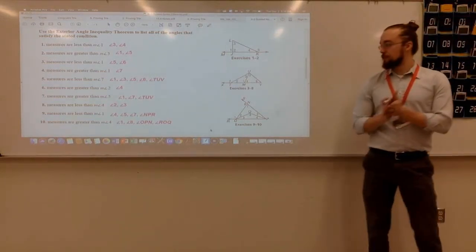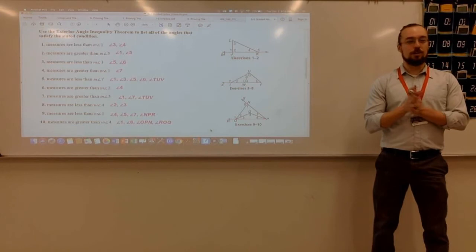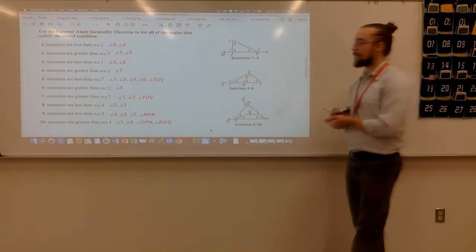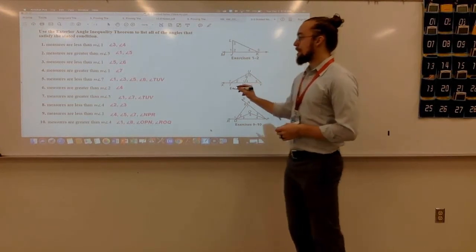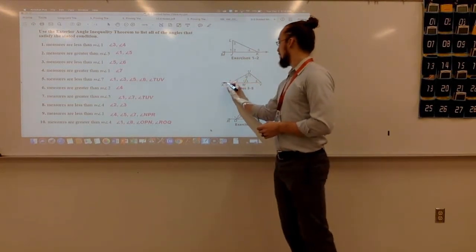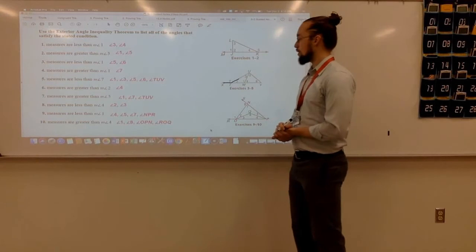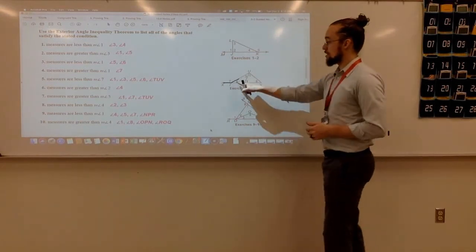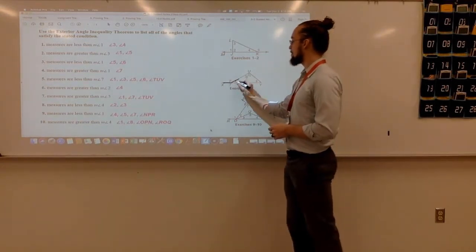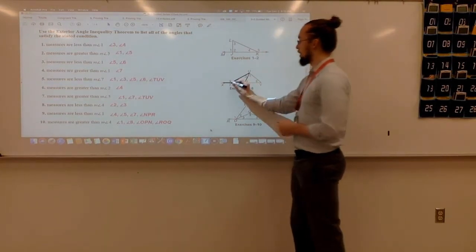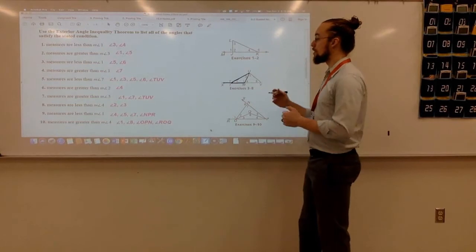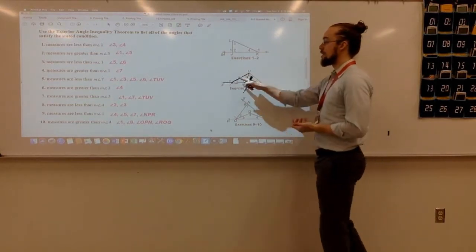All right, which ones do we want to take a closer look at? 5. All right. So we're looking at measures that are less than angle 7. Okay. Well, first, I know angle 7 is exterior to this triangle. So I can say that angles 1 and 3 are for sure less than angle 7.